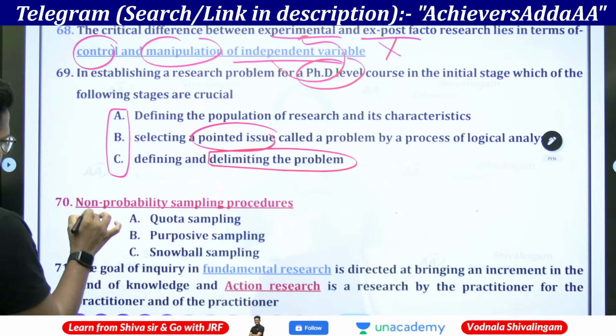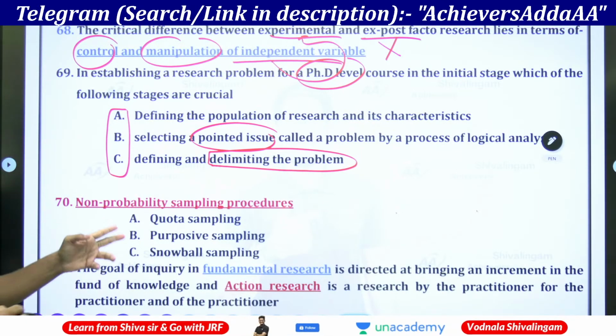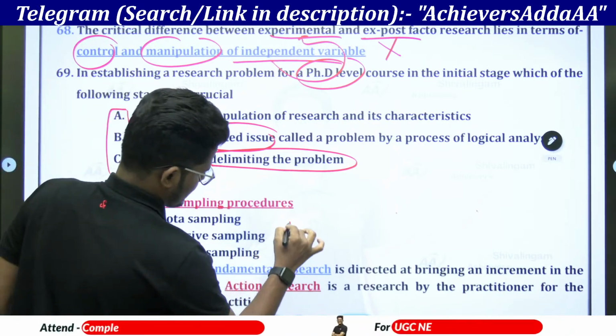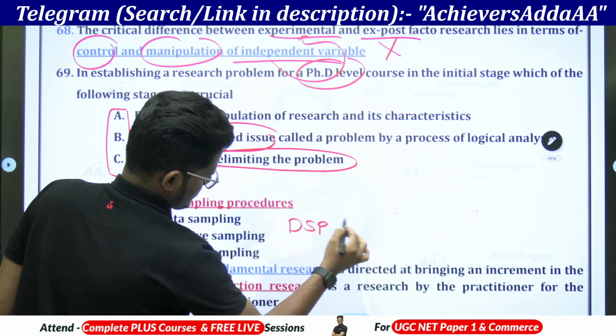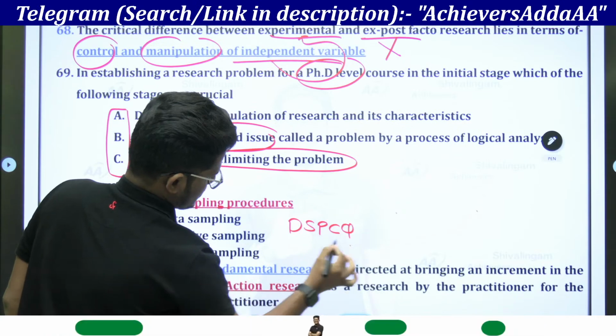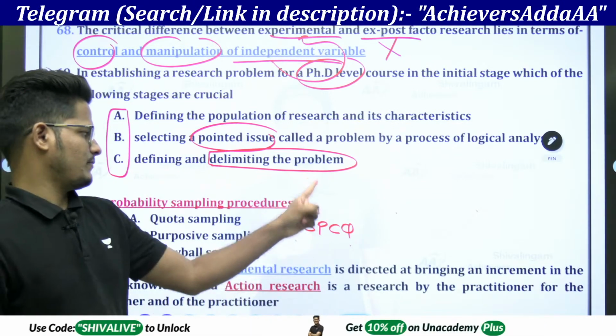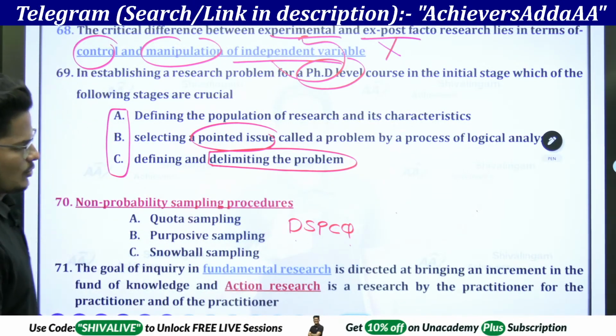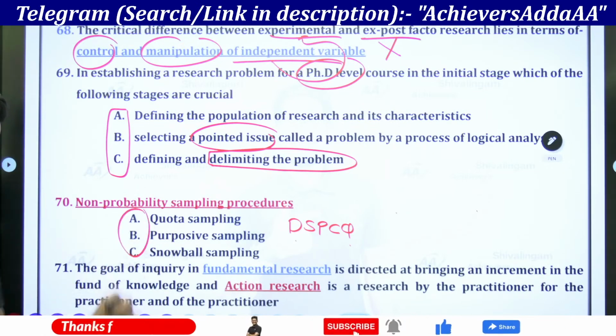And here non-probability sampling methods are quota, purposive and snowball. DSP, CQ: dimensional, snowball, purposive, convenience as well as quota sampling. Out of that, 3 are given over here.